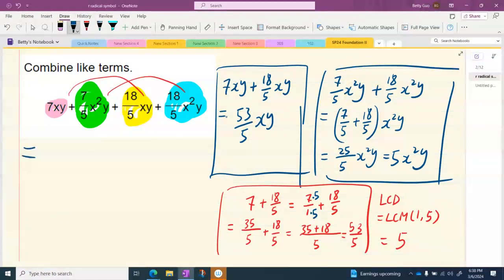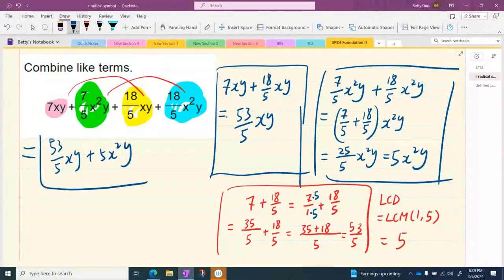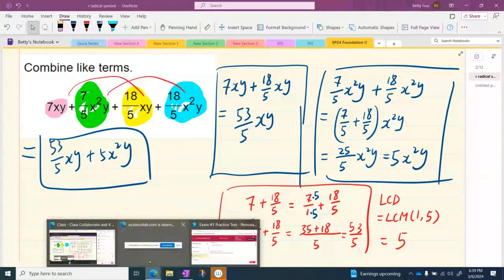And now we can put them back. The result from combining pink and yellow is 53 over 5 xy. The result from combining green and blue is 5x squared y. And this is the answer for that question. Be very careful when you enter the problem. There's a reason we practice, right? We practice, we notice the possible mistakes we might make. Then we are aware of that. We figure it out and we do not make the same mistake when we take the exam.